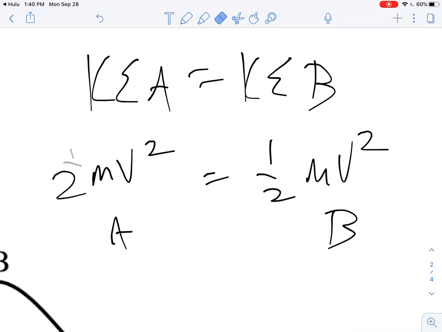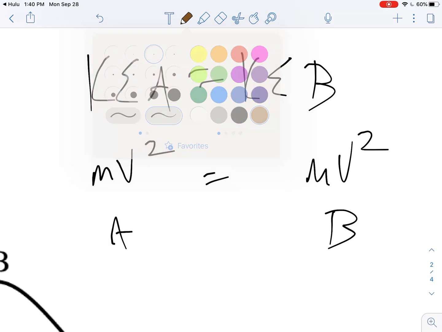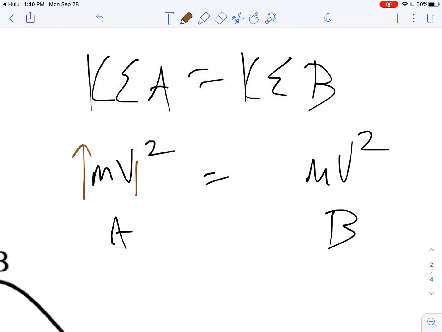So take out the 1/2s because they are equal to each other, which means that if A, for example, is a higher mass, it has to have a lower velocity than B. If B has a lower mass, then it has to have a higher velocity, or again, vice versa. So it all depends on what the situation is.